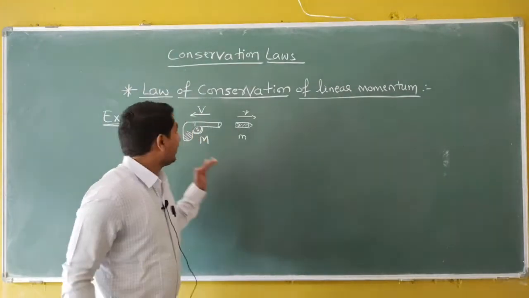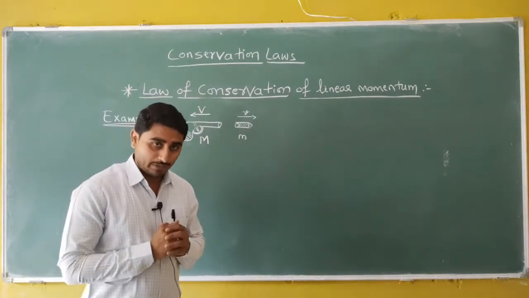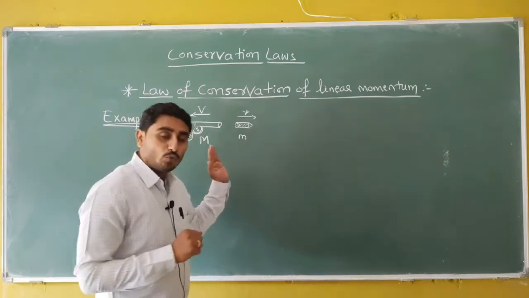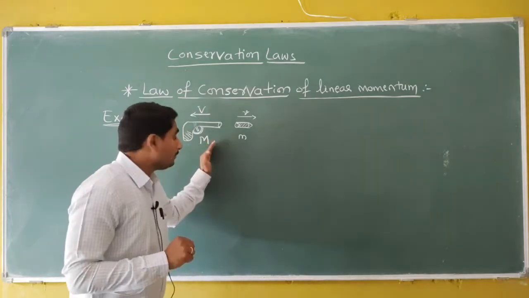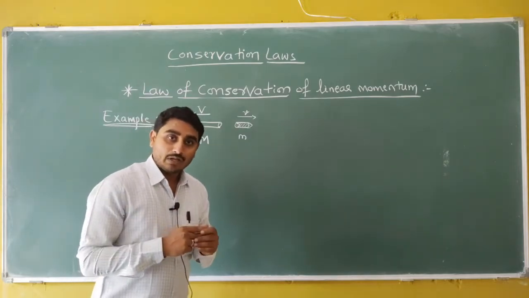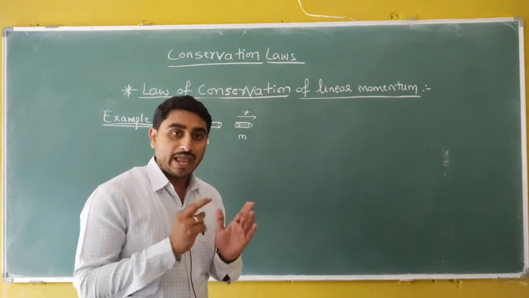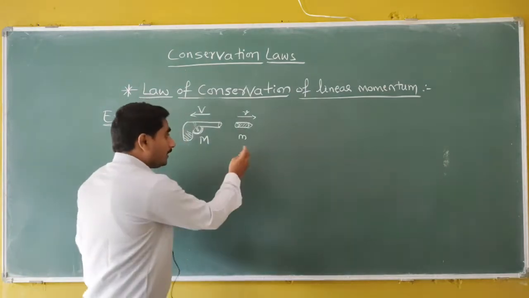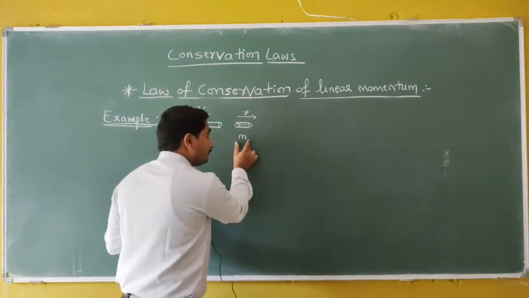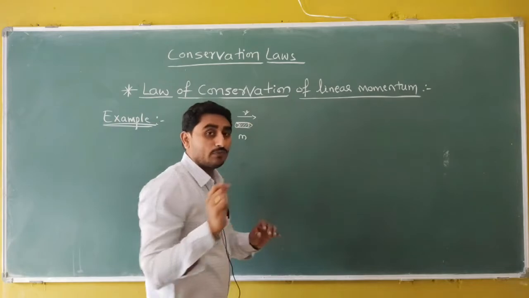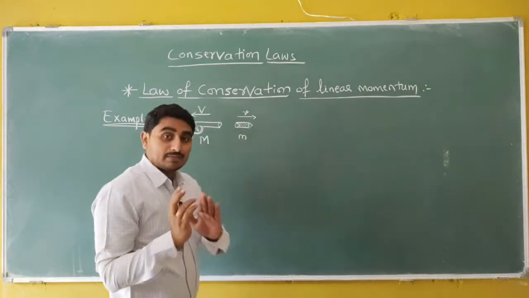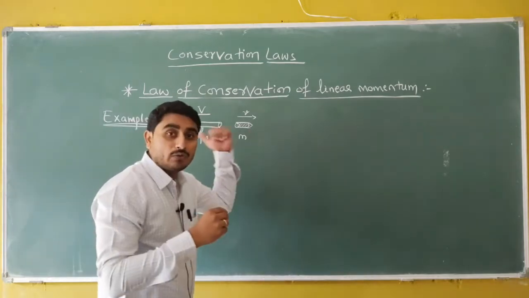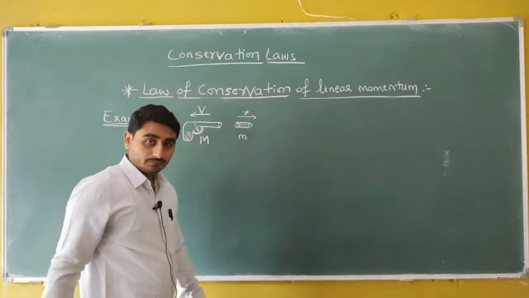Let us see an example for the law of conservation of linear momentum. If a bullet is fired from a gun, that bullet will move in the forward direction and the gun will move in the backward direction. According to Newton's third law, every action has an equal and opposite reaction, right? So here the bullet has a mass m and it is moving in the forward direction with the velocity v, and the gun has a mass, which I am going to represent as a capital M, and it is moving in the backward direction with the velocity capital V, right?